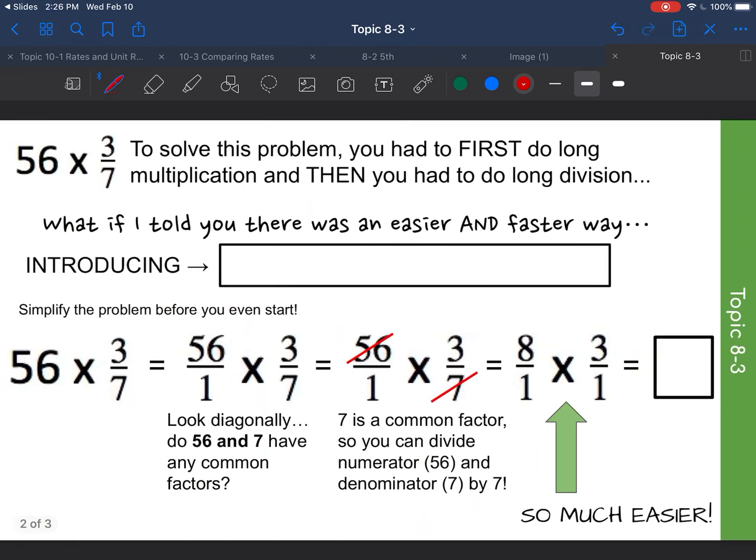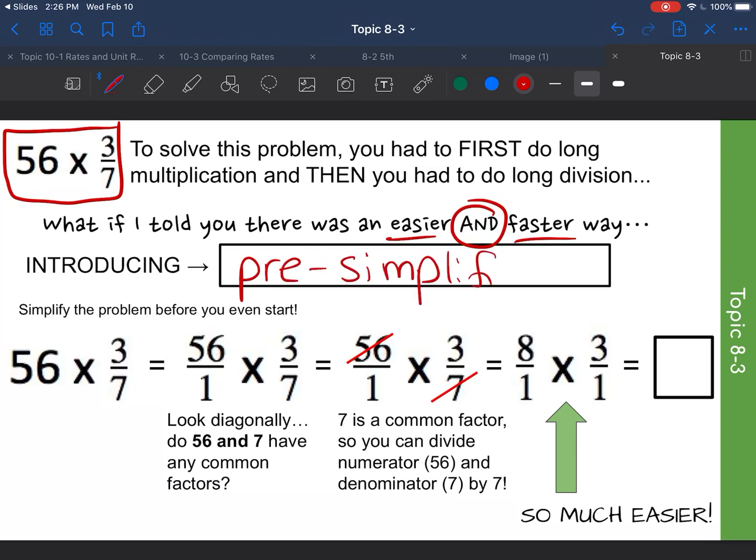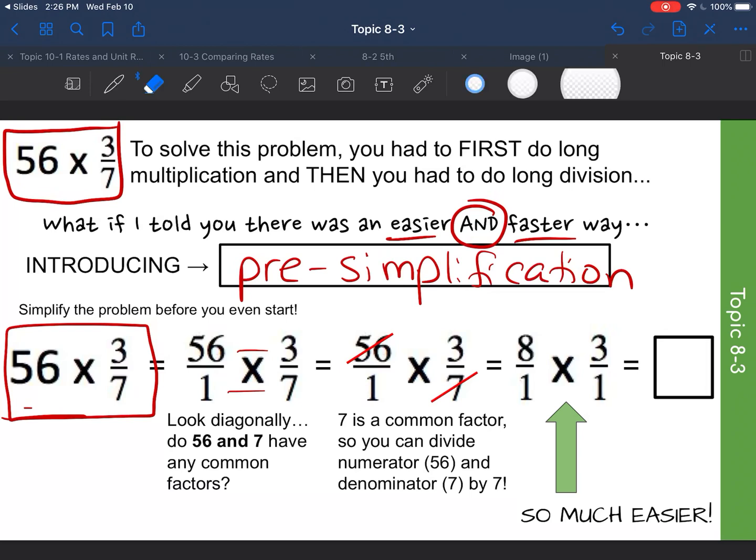Well, I'm going to let you in on a little secret. This is the same problem as before. To solve this problem, you first have to do the long multiplication, and then you have the long division. But I'm going to tell you an easier and faster way, which I like to call pre-simplification. It will make your life so much easier. So this was our original problem, and we had to multiply across, and it was a lot of work because we had to multiply and then we had to divide. But if you know your facts, you can do some pre-simplification.